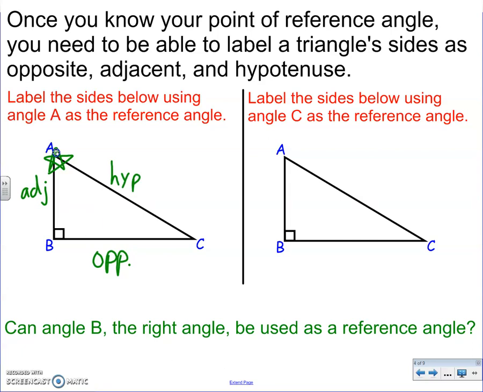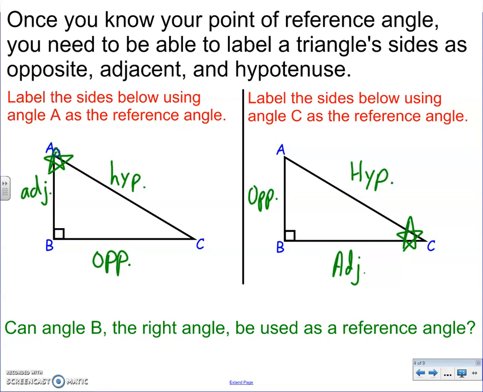All right, this next one, label the sides below using angle C as the reference angle. So now we're here. Does things change? Well, let's do hypotenuse first. So here's H, hypotenuse. Here's A, here's the adjacent. And then opposite is right here. That's O. All right, so notice, because our reference angle changed, adjacent and opposite changed. O and A changed. I usually use the first letter. I'll use HAO. I don't really say HYP, OPP, or ADJ, but some people do that.